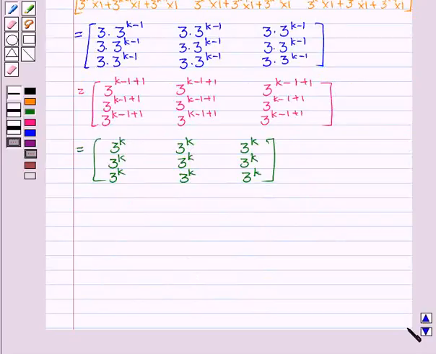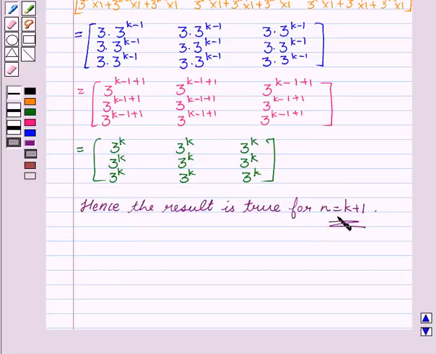Now, we see that the result is true for n equal to k plus 1. Hence, the result is true for n equal to k plus 1. And by the principle of mathematical induction, the result is true for any natural number n.